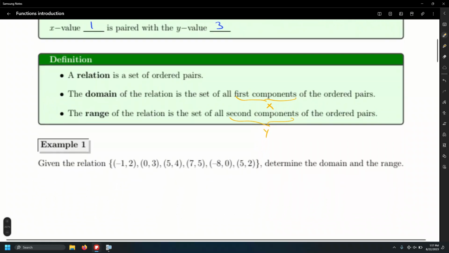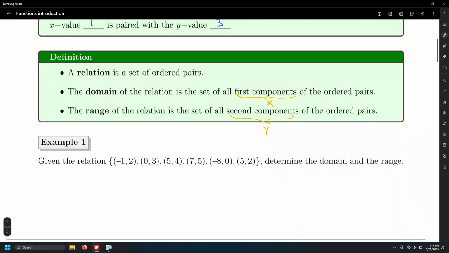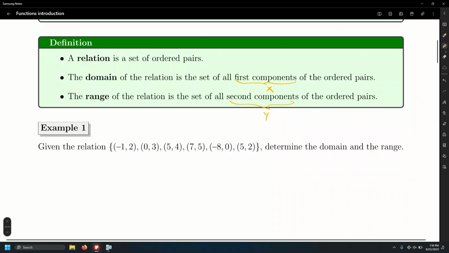Okay, so we're given a relation here. Let's forget about y equals x plus 1, which also happens to be a relation, by the way. We have this relation of ordered pairs. We have one, two, three, four, five, six ordered pairs. In this case, they're asking us to determine the domain and the range. So this is what we're going to do.